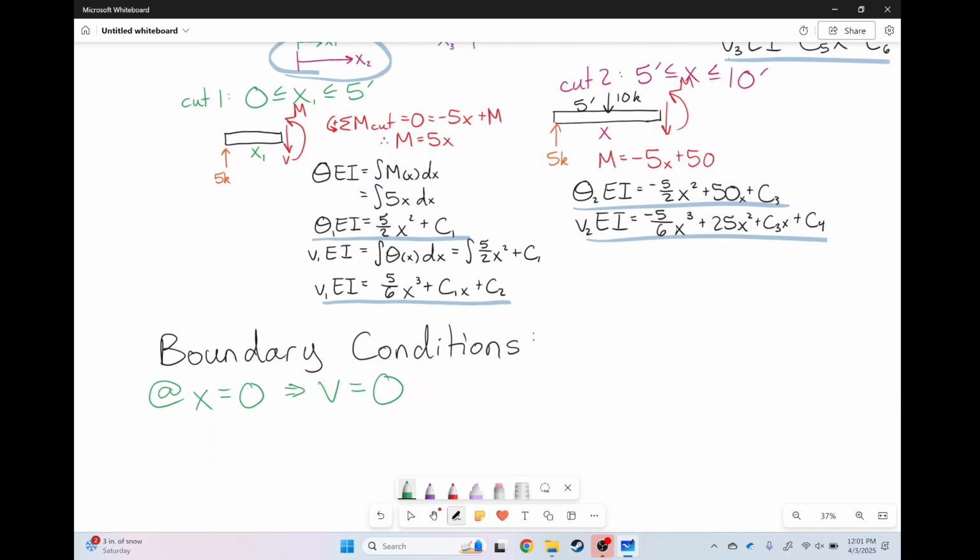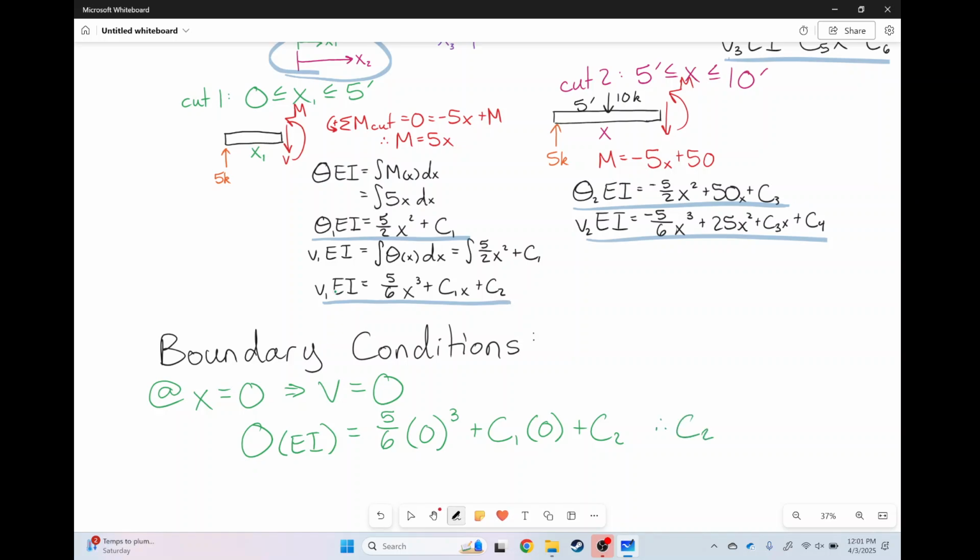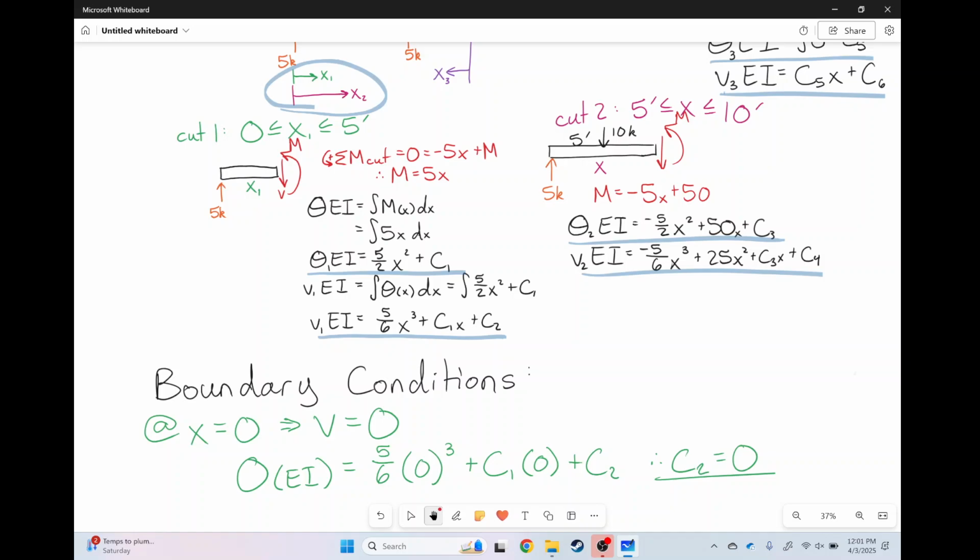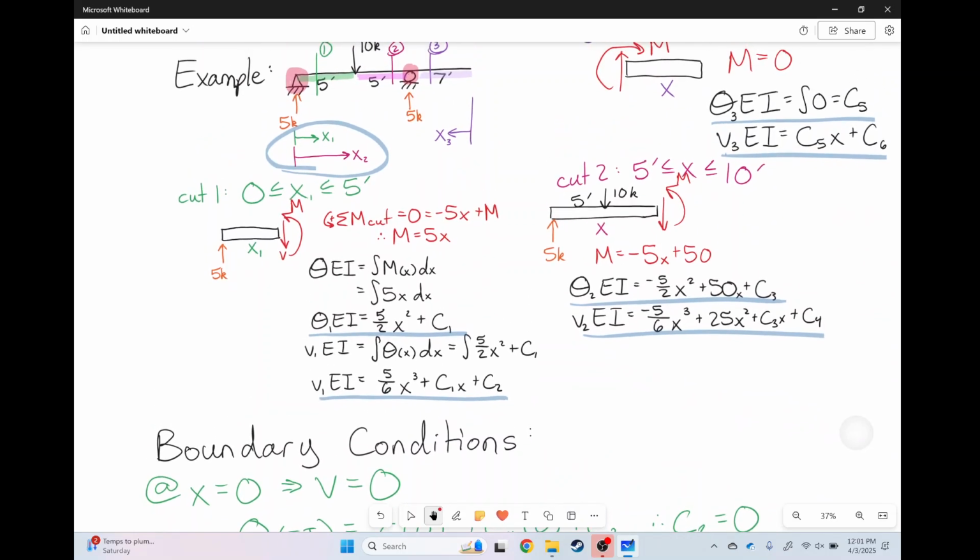So I'm going to plug in 0 times EI technically is equal to, we have 5 divided by 6 times x, who is 0 cubed, plus C1 times x, who we just said was 0, plus C2. So, ta-da, we get C2 is equal to 0. It is so wonderful to start off with a 0 for one of your constants. That makes everything actually just beautiful.